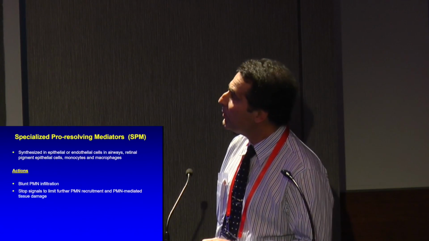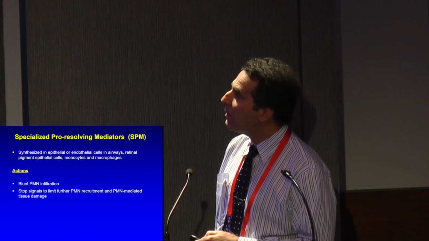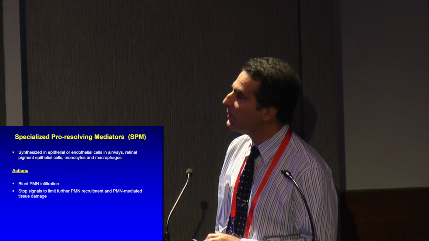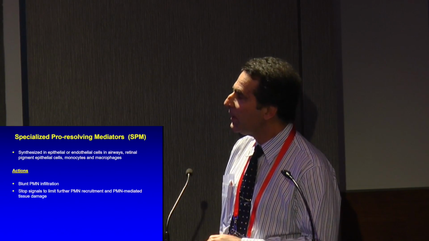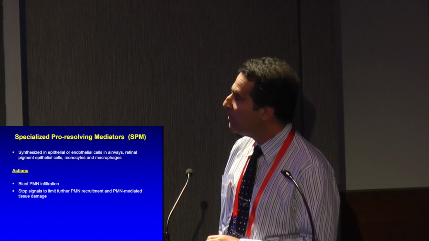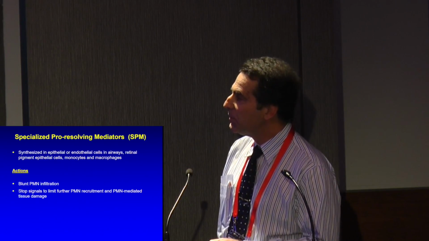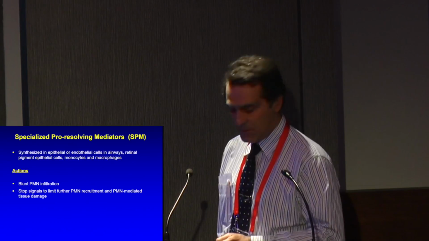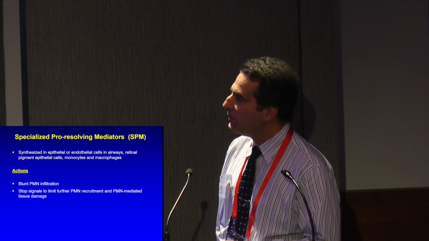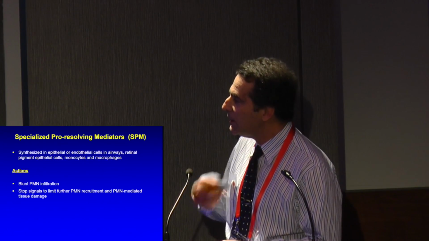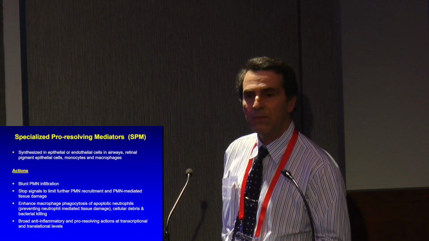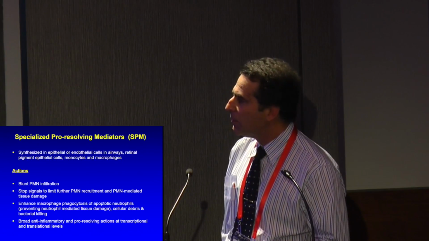So what do they do? Well, first of all, we know that they're synthesized in epithelial or endothelial cells in airways, retinal pigment epithelial cells, monocytes and macrophages. Their actions are many. They essentially blunt PMN infiltration. They provide a stop signal to limit further PMN recruitment and PMN-mediated tissue damage. They enhance macrophage phagocytosis of apoptotic neutrophils, cellular debris and bacterial killing. And they provide broad anti-inflammatory and pro-resolving actions at both a translation and transcription level.